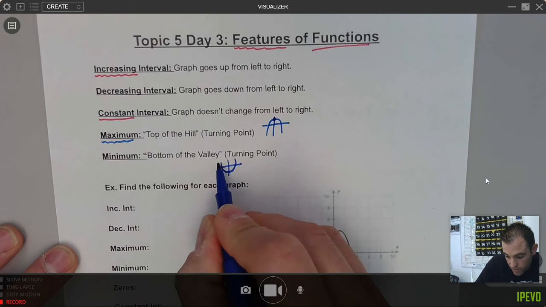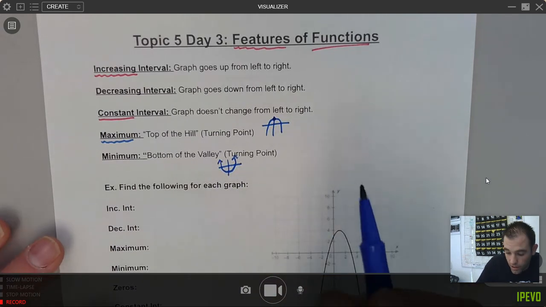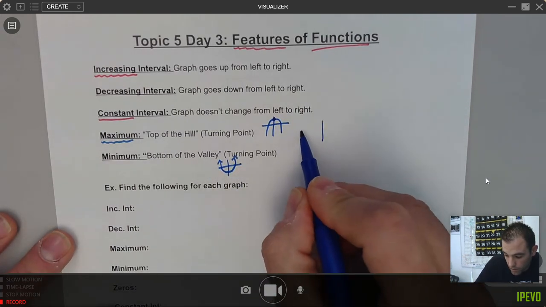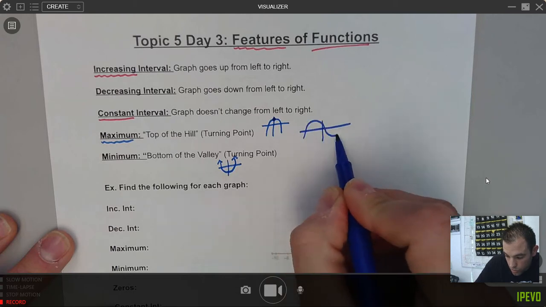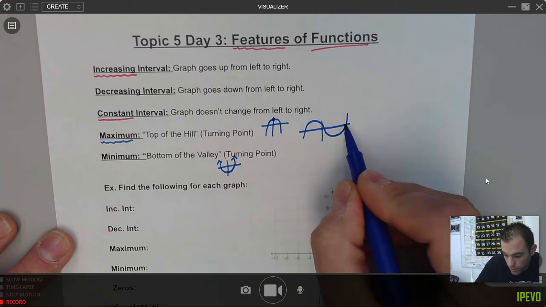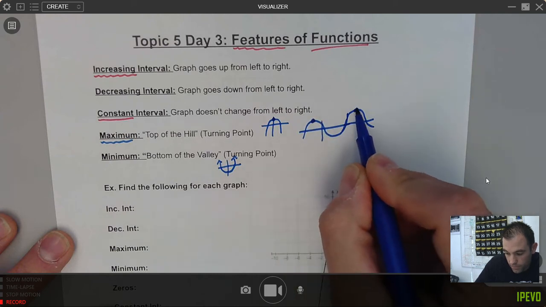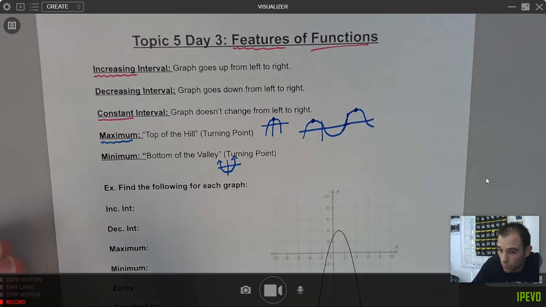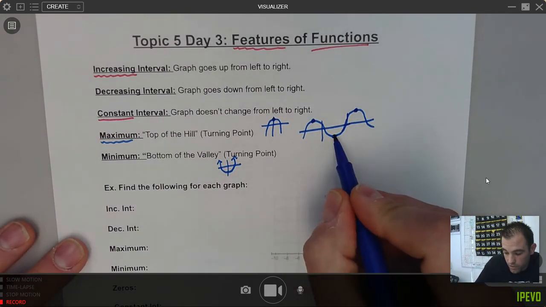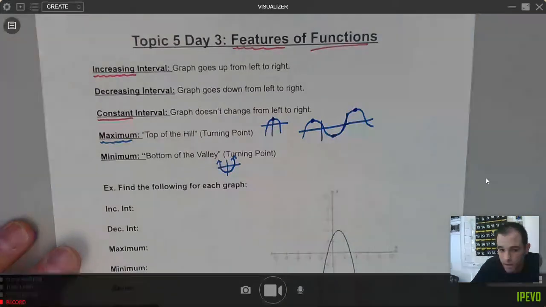But these are relative max and min, so there could be more than one. I might have a graph that looks like this, and then maybe it has another hump in there. So look, there's two relative maximums. Just depending on the problem, there could be more than one. There might not be. It just all depends on the problem.